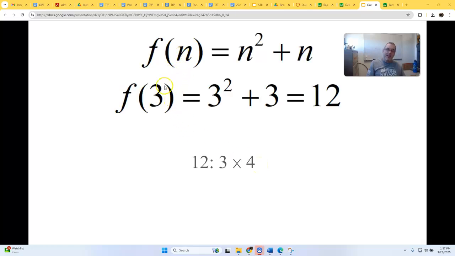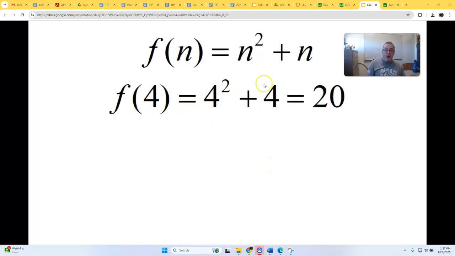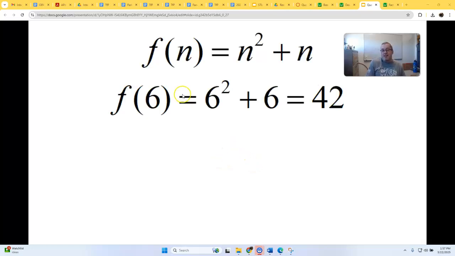Let's see if you see what I'm seeing. When I plugged in a 3 for n, we got an output of 12, and factors of 12 were 3 and 4. When I let n be 4, we outputted a 20, and factors of 20 were 4 and 5. And when I did a 6, we outputted a 42, and it just so happens that two factors of 42 would be the 6 and a 7. 3 and 4, 4 and 5, 6 and 7. Do you see a pattern here?